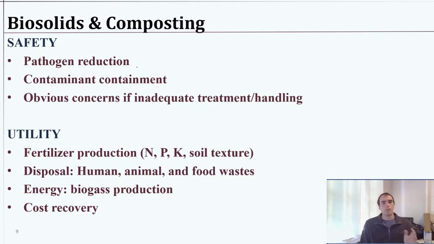Well, on the flip side of that, it's actually a very valuable material in terms of using it for what we would normally pay quite a bit to obtain: fertilizer with nitrogen, phosphorus, potassium, and other minerals that may be in it. It's actually this waste product, and if we transform it, then we can use it and recycle it that way. If done properly, the biosolids can actually improve soil texture as well.